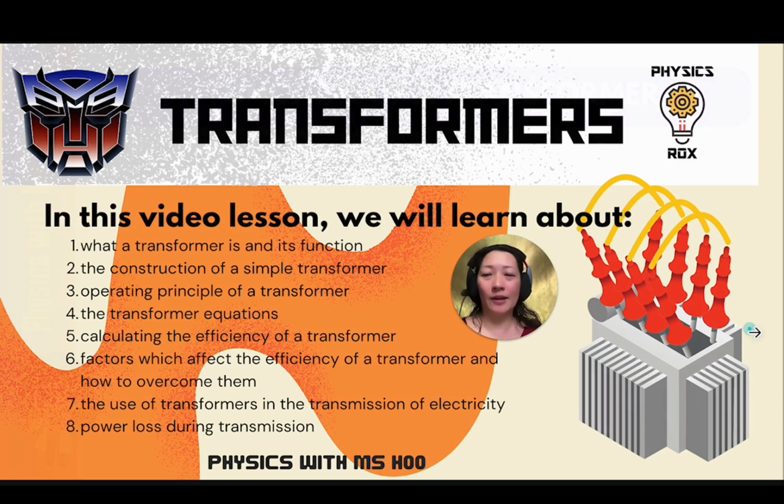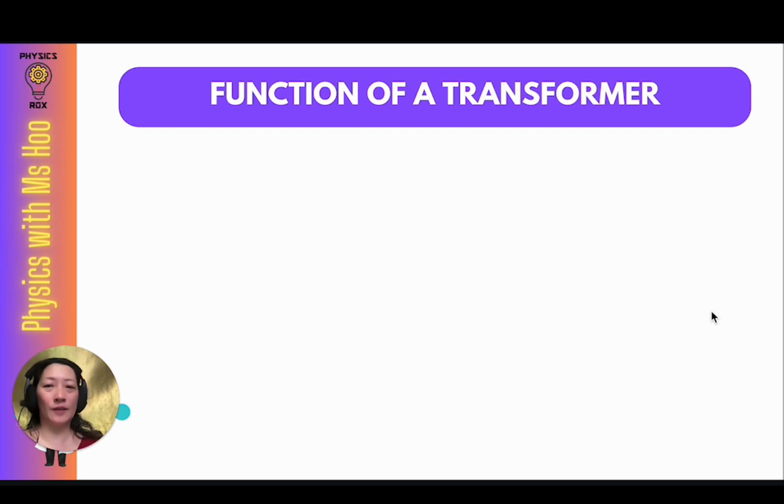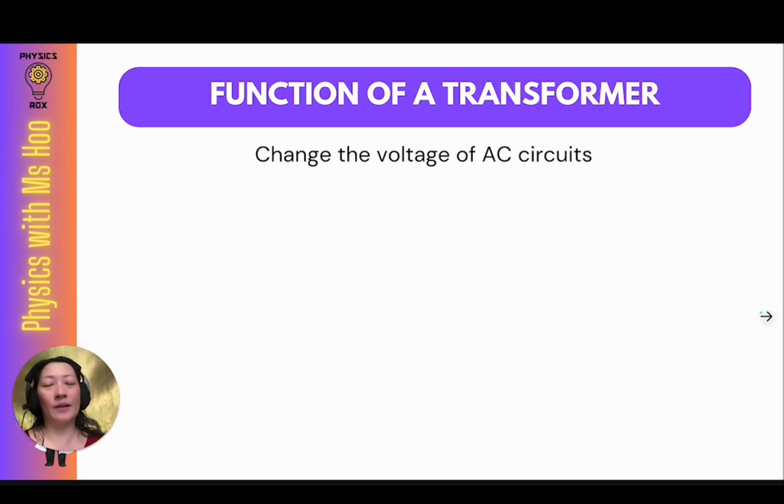So let's get started with what a transformer is. Now the function of a transformer is quite simple. It's to change the voltage of alternating current circuits, which means that if you have an alternating current power supply, you may want to change the voltage, and the device to change that voltage is the transformer.